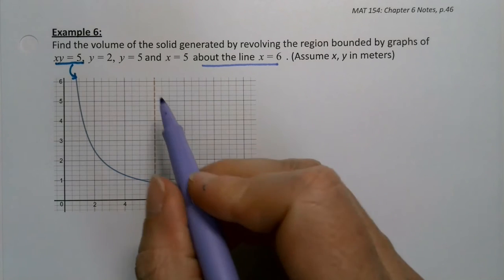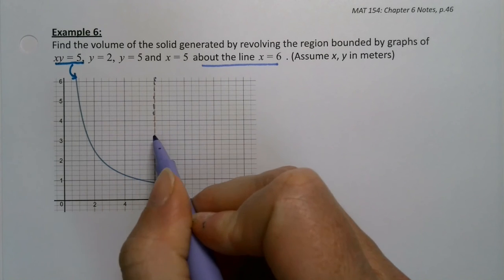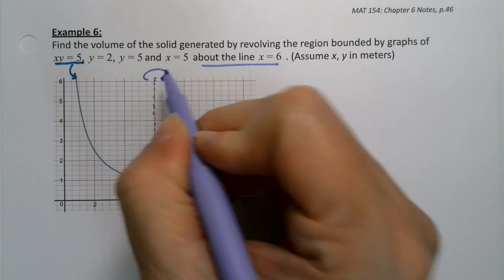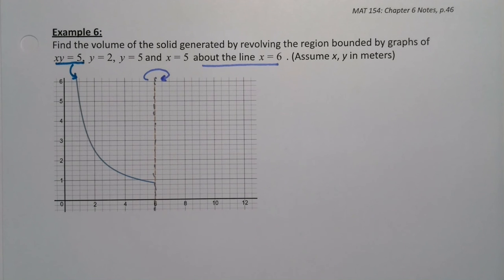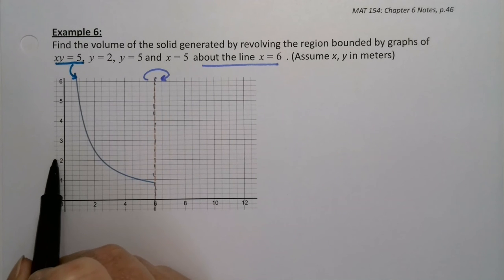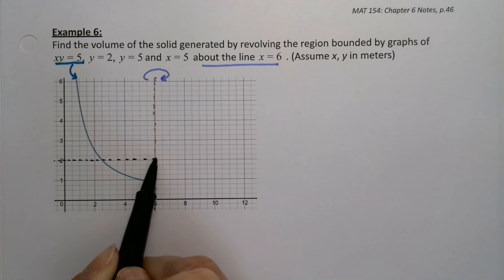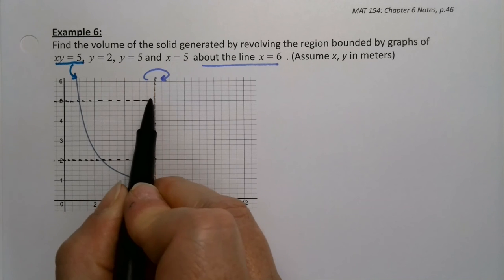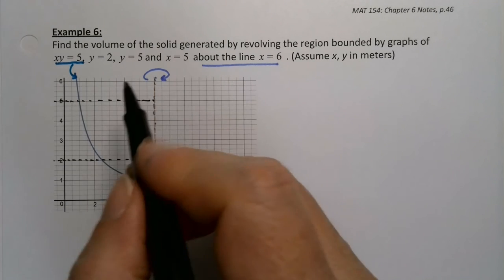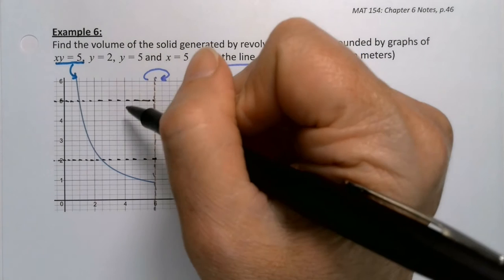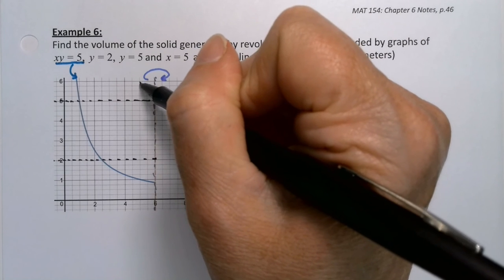So you'll notice I've got my axis of rotation marked right here. That axis of rotation is what we're rotating around. But we're bounded by a bunch of different lines. So let's look at those. We're bounded by y equals 2, which is right here. Y equals 5, which is right here. And then x equals 5. So this is 4 and this is 6. So x equals 5 is right here.